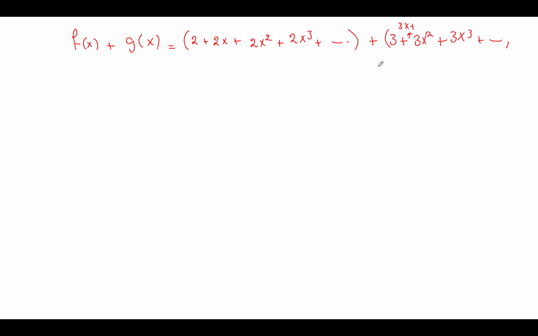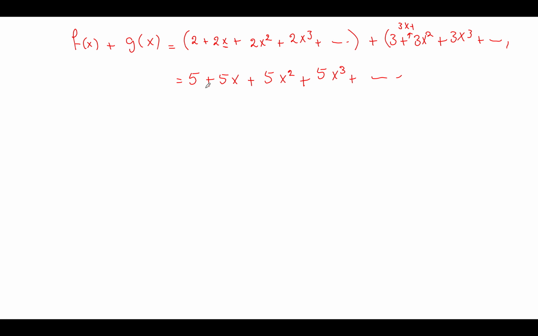So here we have 2 and 3, and they can be added together, so this is equal to 5. Here we have 2x and 3x, the same x, so we can add the constants. So we get here 5x. Then 5x squared, 5x cubed, and so on. So this is equal to the sum f of x plus g of x.